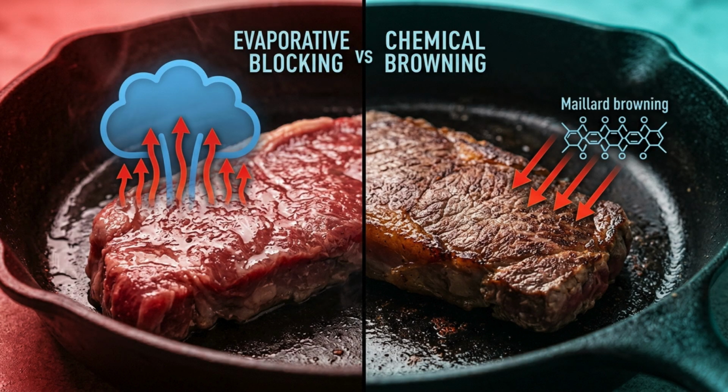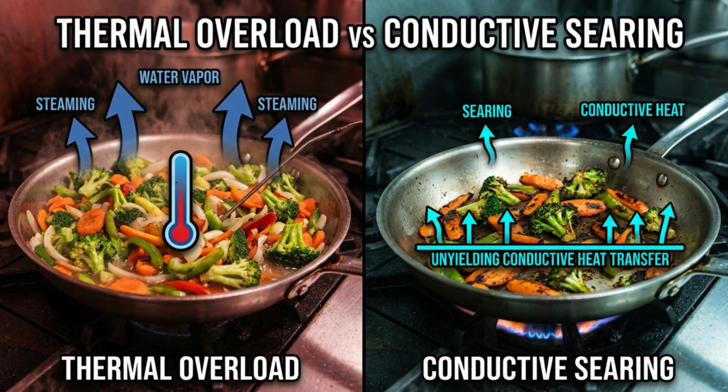The Maillard reaction. Evaporative thermal blocking. Dropping wet meat into a hot pan is a thermodynamic failure. The thermal energy is instantly hijacked to violently boil the surface water, mathematically preventing the 300-degree threshold required to trigger the chemical Maillard-Browning reaction.